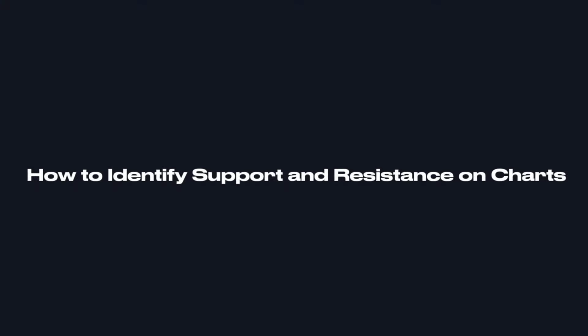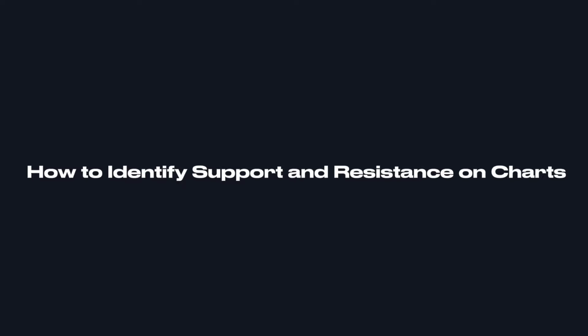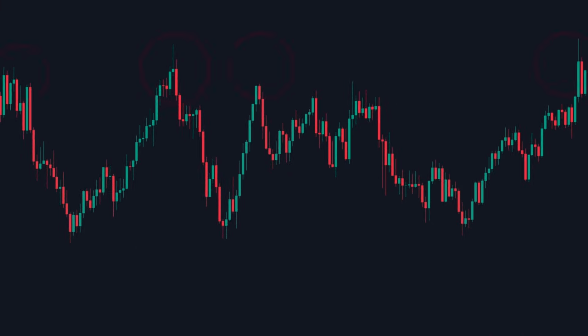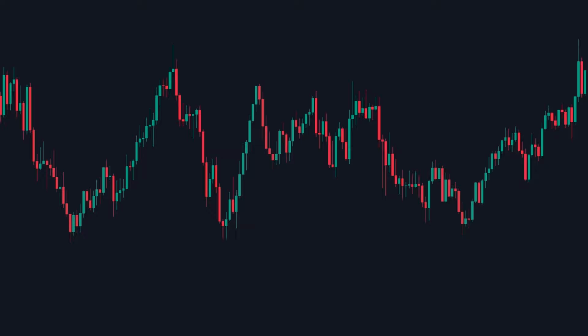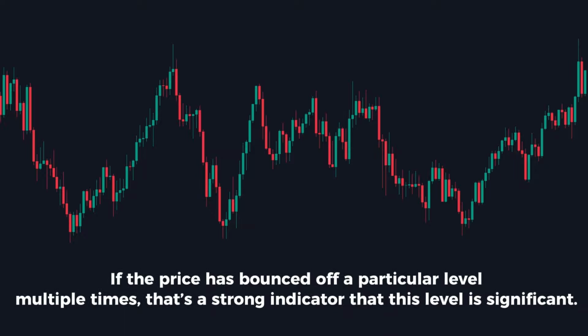How to identify support and resistance on charts. Identifying support and resistance levels on a chart isn't always straightforward, but there are a few key strategies to make it easier. The first step is to look for areas where the price has reversed in the past. These are your historical support and resistance levels. If the price has bounced off a particular level multiple times, that's a strong indicator that this level is significant.